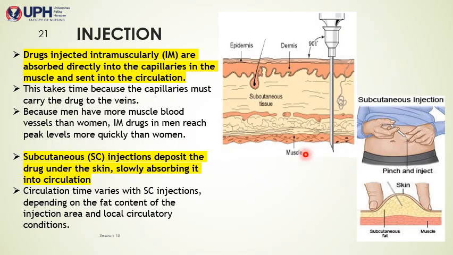Another injection that we are very familiar with is what we call subcutaneous injection. So you pinch and inject, and this is what happens when you pinch. You pinch the skin. Hopefully, it will go to the subcutaneous side, and then here is where we put the medication. So the medicines or the drugs are deposited under the skin area, which then slowly absorbs it into circulation. The circulation time varies with subcutaneous injections, depending on the fat content of the injection area and local circulatory condition.